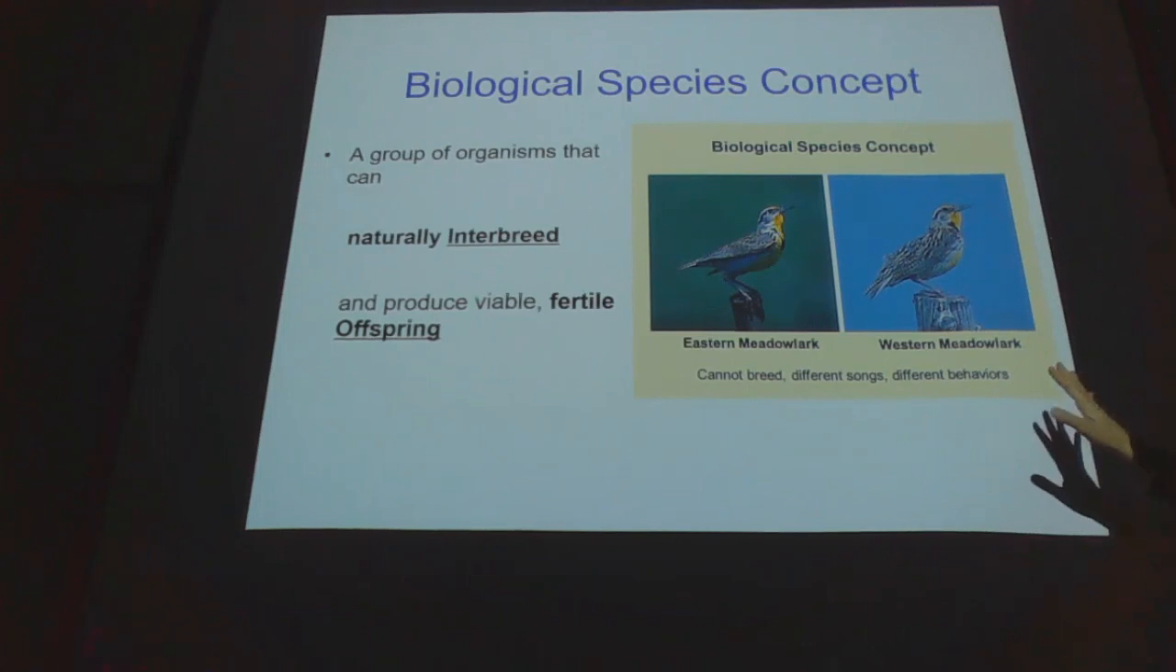This picture shows you two species of birds. They're both needletails, but one is eastern, the other is western. And the female of each species does not recognize the song of the male of the other. So they look almost identical. I think one has two lines, one has one line in the plumage.